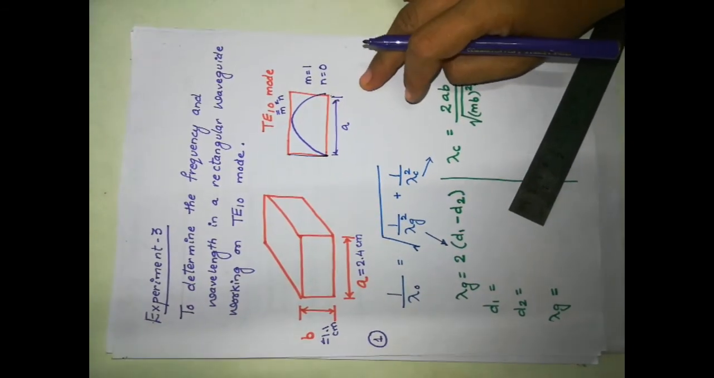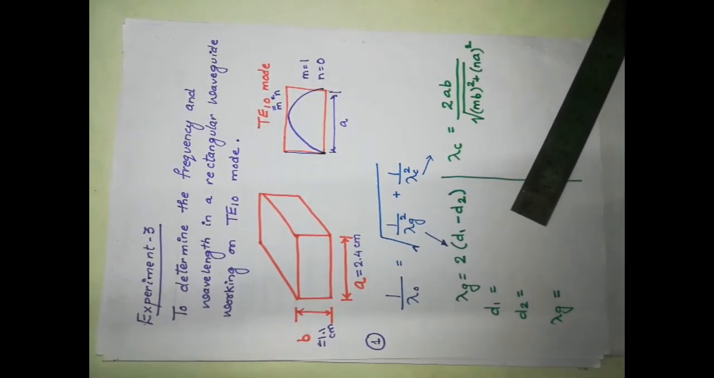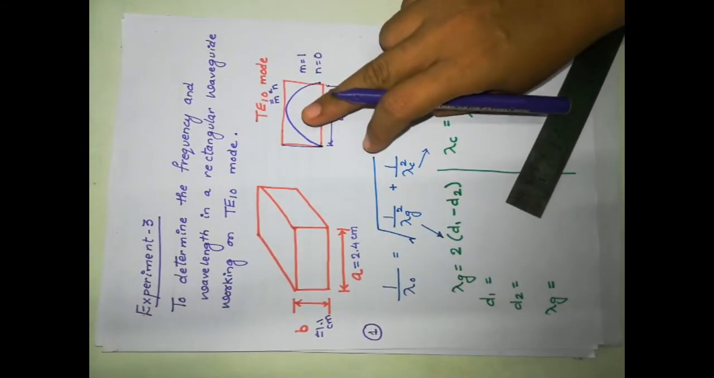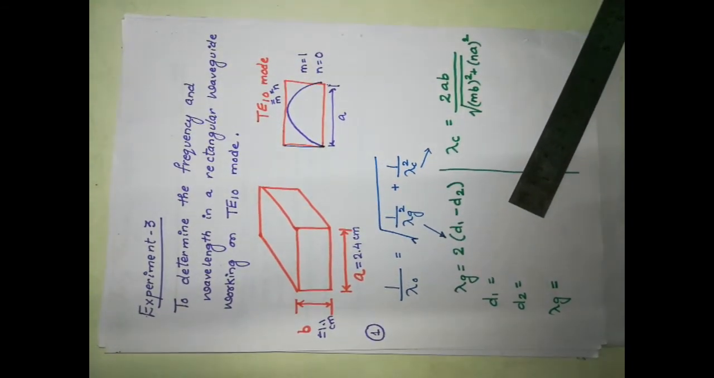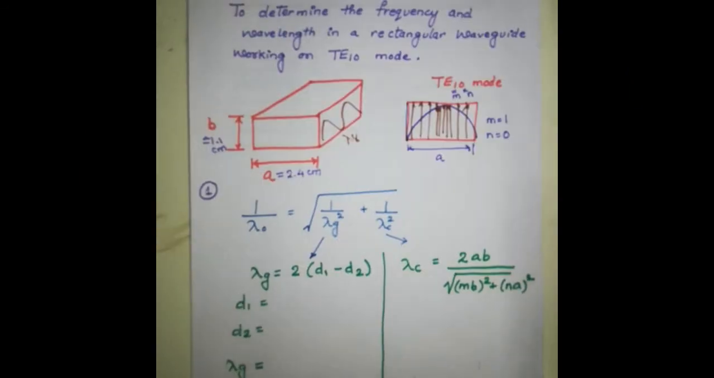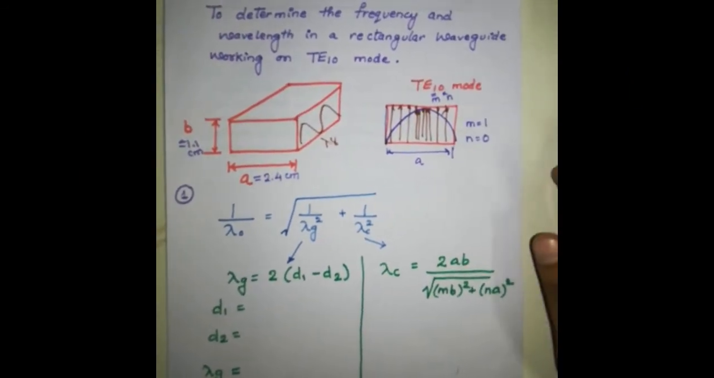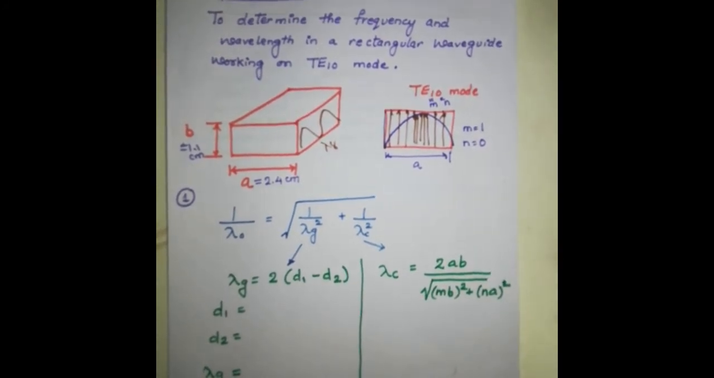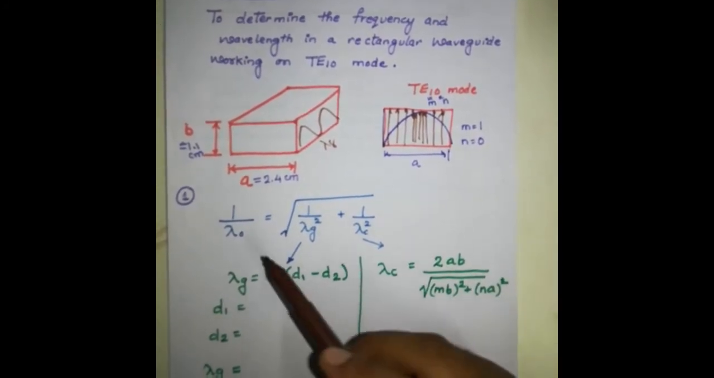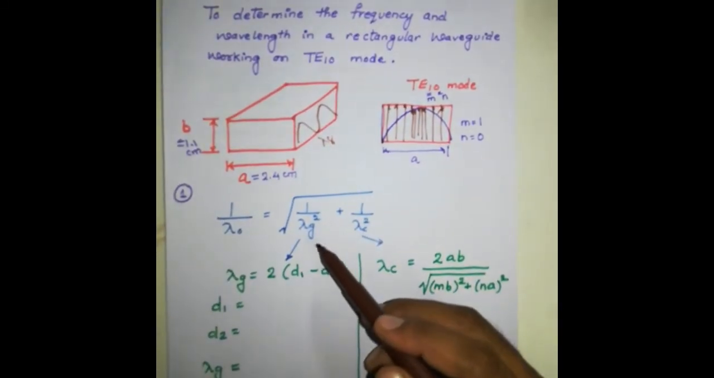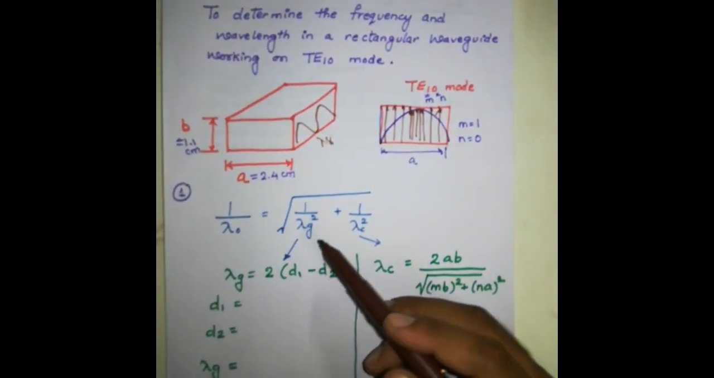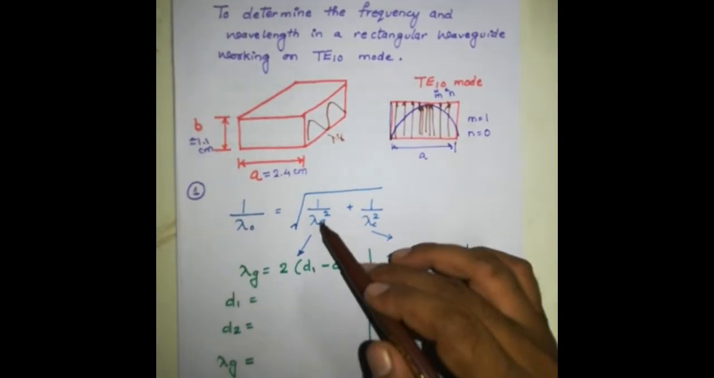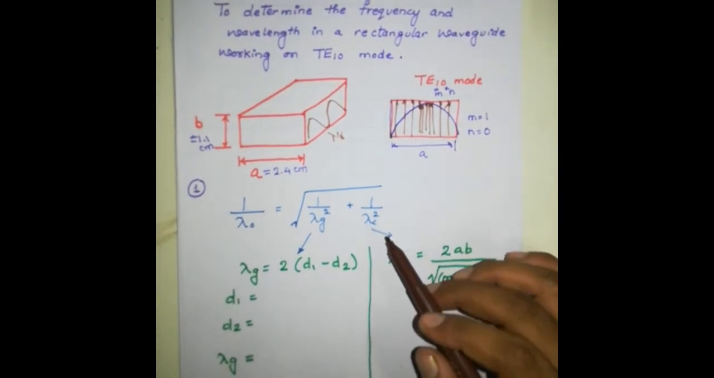So this thing we are going to perform using our microwave test bench. So this mode we are going to give as input to our microwave test bench. So our aim is to determine frequency and wavelength in a rectangular waveguide working in TE10 mode. To determine that we require lambda g, and we have to substitute lambda g and lambda c in this equation, that is 1 upon lambda 0 is equal to under root 1 upon lambda g square plus 1 upon lambda c square.